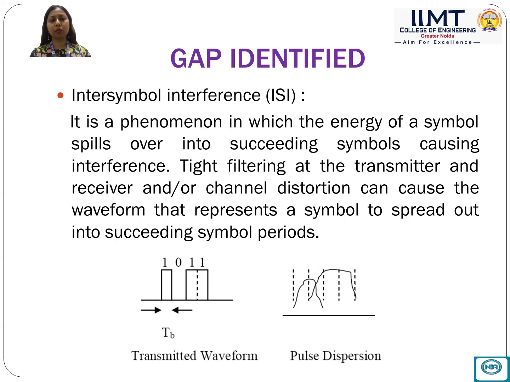From this waveform, we can see that we are considering the binary bits 1 and 0, and because of distortion the signals are overlapping. That is the transmitted waveform with a time interval of TB, and here the pulse dispersion is shown in the diagram.